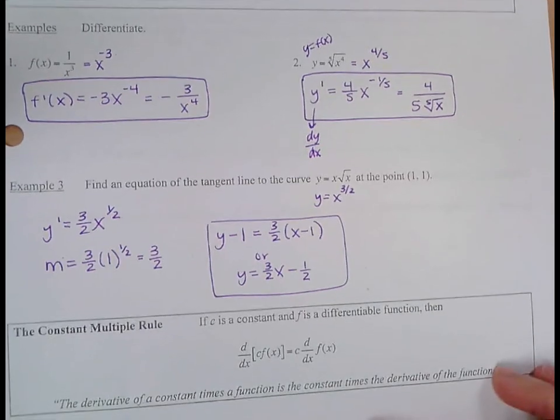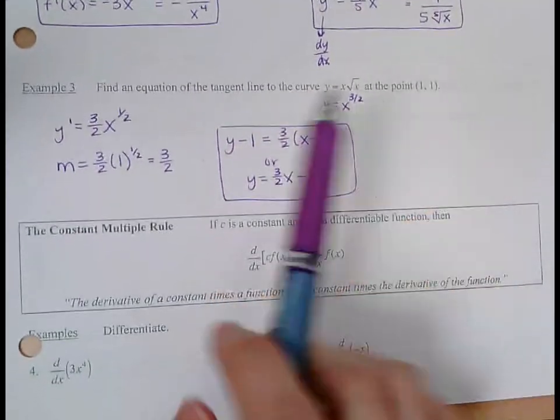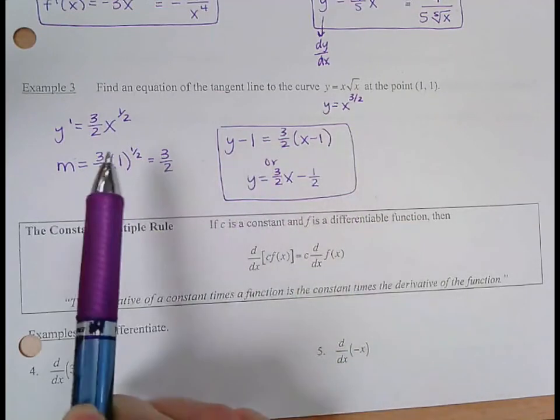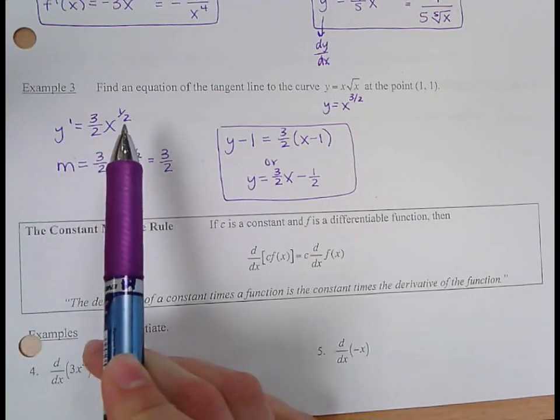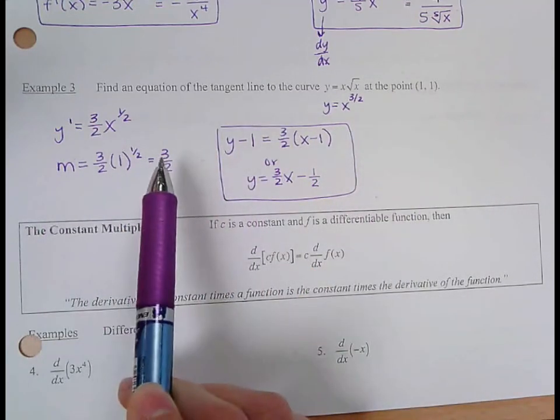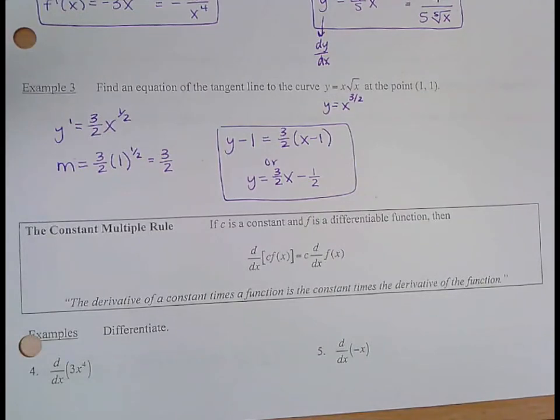And then for 3, I know I had said you just found this derivative on your previous sheet. The slope is the derivative at the point 1, 1. So the slope is 3 over 2. So point slope form or rewriting it into slope intercept, either is fine. And if you had the decimals and not fractions, that is also fine.